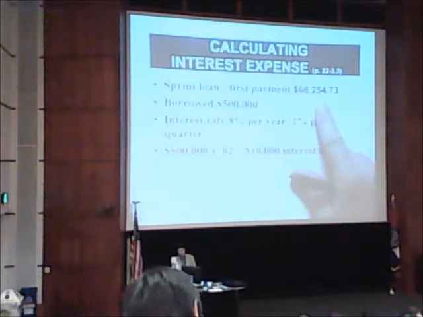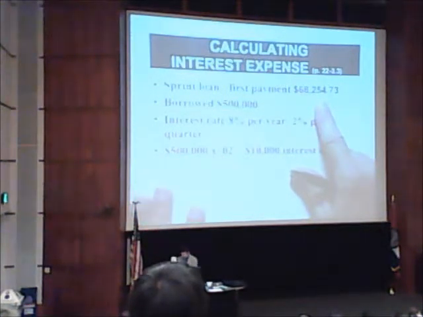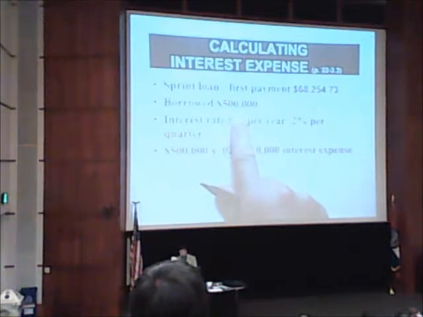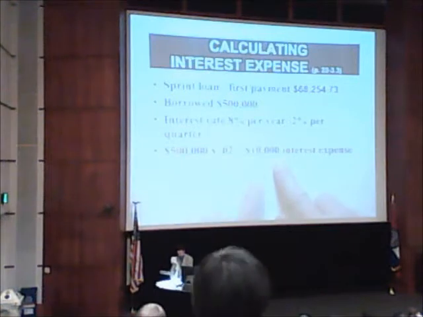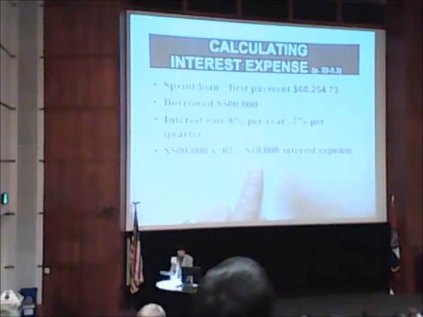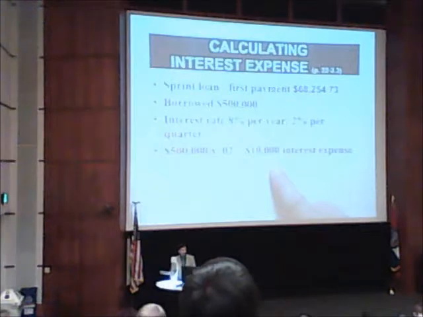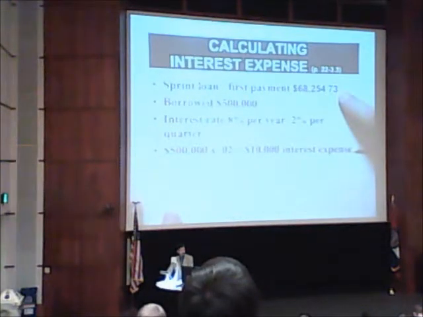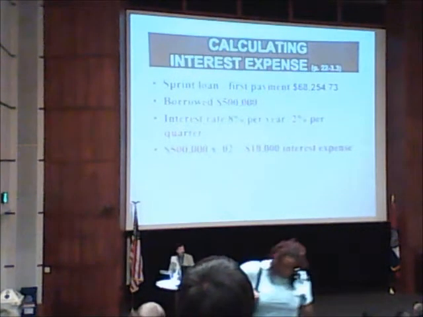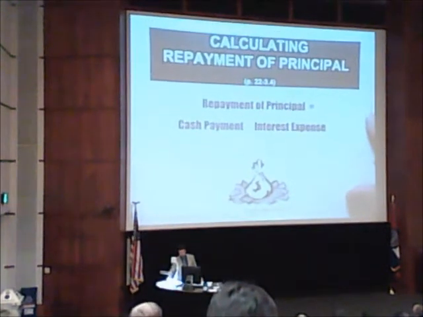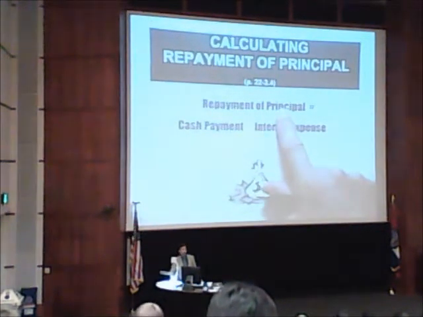The $68,254.73 payment, how much of that is interest expense? You take the amount that you owe, that's what you borrowed, multiply it by the periodic interest rate, 2%. So this is saying that of the $68,000, $10,000 of that is interest. Now this isn't added on top of the $68,000. This is the payment they made. And of the $68,000, $10,000 is interest expense. Then the rest is going to be paying off the loan itself. Whatever the interest portion is, you subtract that from the payment that you made to get the amount of the loan itself that you're paying off.